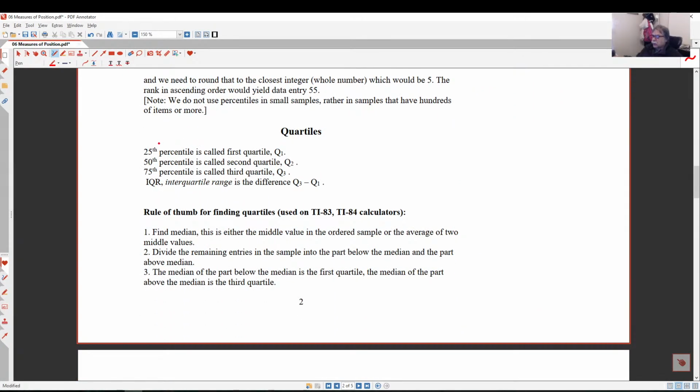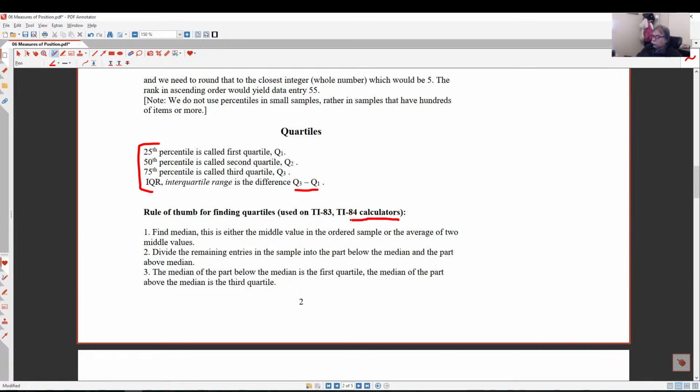There are some distinguished percentiles we have a special name for. They're called quartiles. So the 25th percentile is quartile number 1, or the first quartile. The 50th percentile is quartile number 2, or the second quartile, also called the median. The median should divide the sample into 50-50. The 75th percentile is called the third quartile, quartile 3. And the difference between the 75th and 25th percentile is called the interquartile range, as opposed to the range, which would be the maximum minus the minimum. But if you subtract quartile number 1 from quartile number 3, you get the interquartile range.